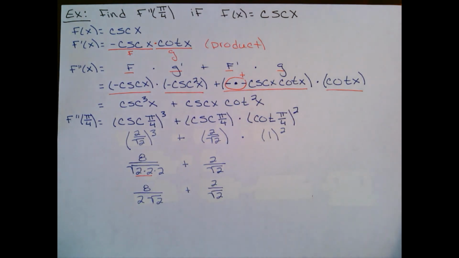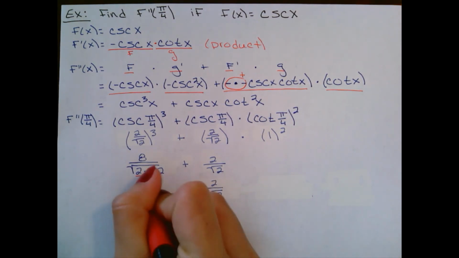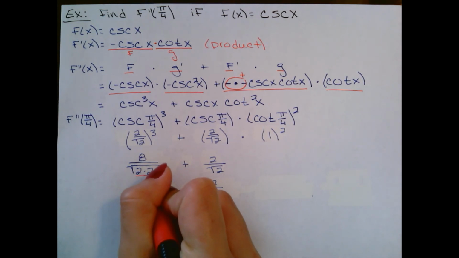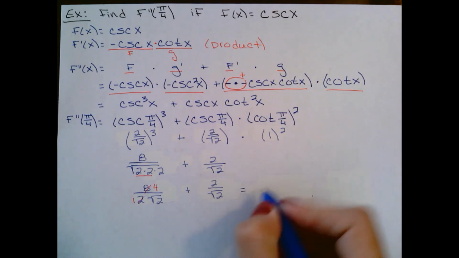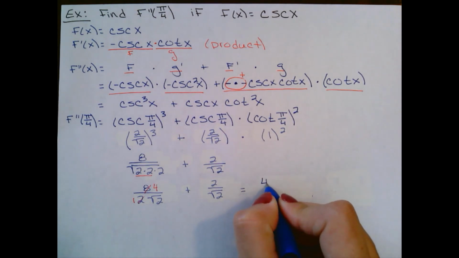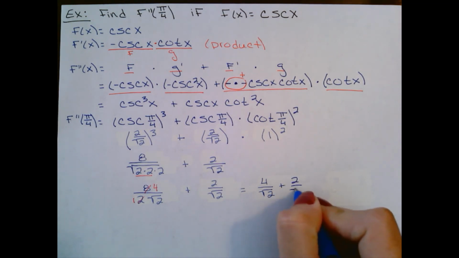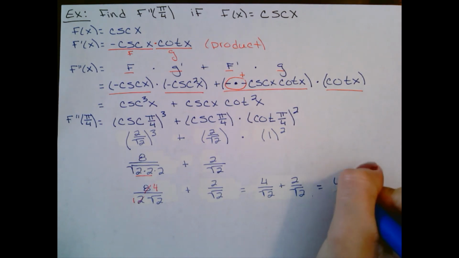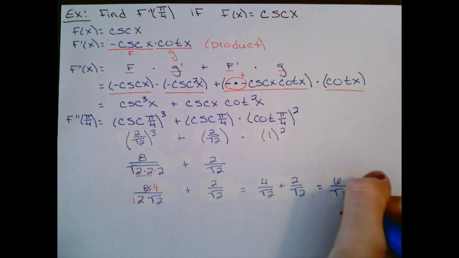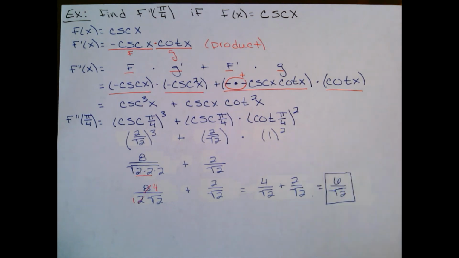Okay? Now this 8 and 2 can be reduced. 8 divided by 2. 2 goes into 2 one time. 2 goes into 8 4 times. So what I'm really working with is 4 over radical 2 plus 2 over radical 2, which is really nice because now we have a common denominator. And I could say that my answer is 6 over radical 2. That's it.